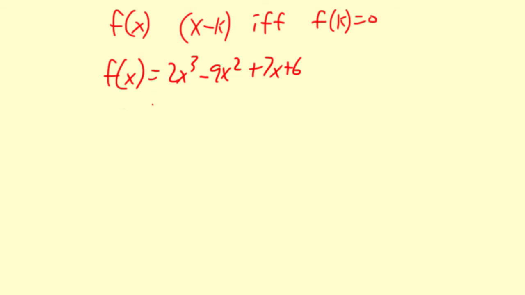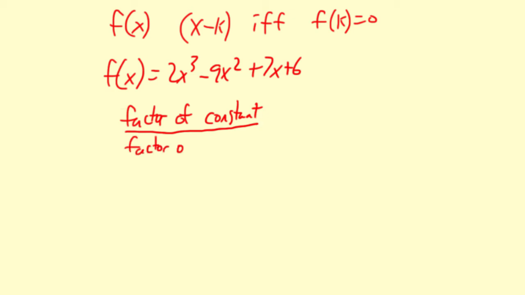The rational zero theorem says for any polynomial function, every rational zero will have the following form. It'll be a factor of the constant term divided by a factor of the leading coefficient. Let me use this polynomial function as an example. So here's how you list them all.